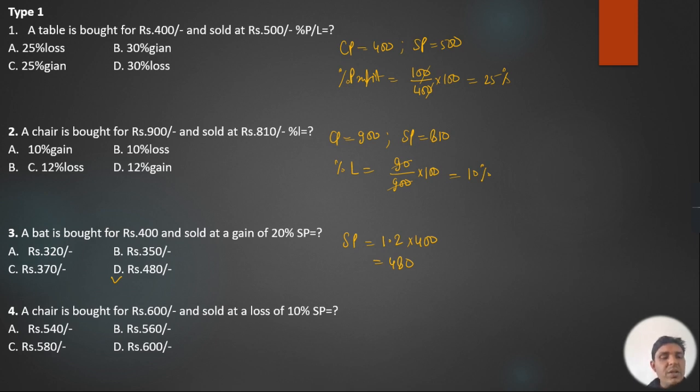Coming to question number 4, it says that a chair is bought for rupees 600 and sold at a loss of 10%. Find the selling price. So again you have to find out the selling price. In case of loss, that means you can write it as 0.9 and multiply by 600, so this will be 450. So your answer will be option number A, right?